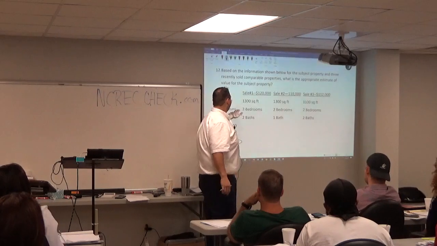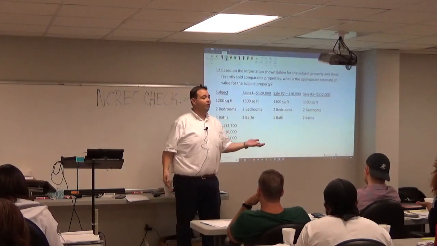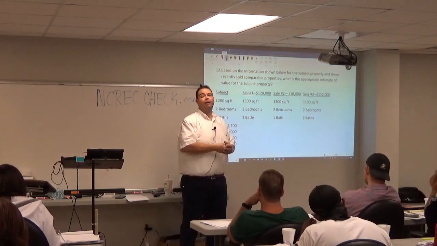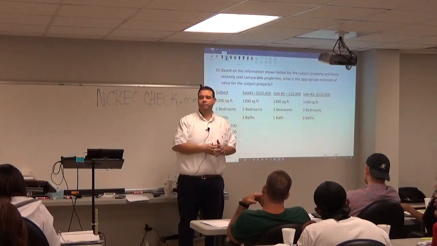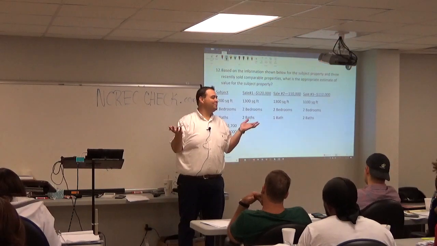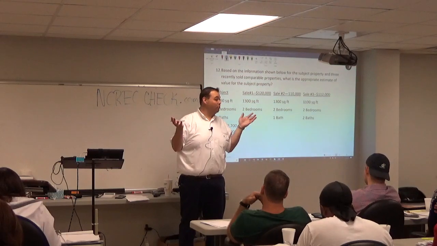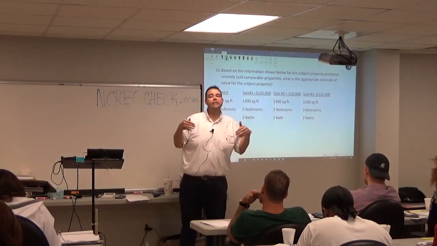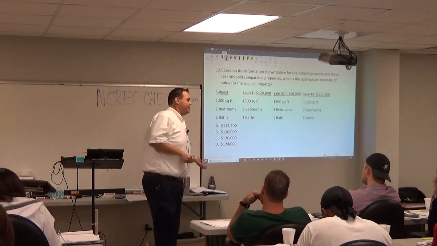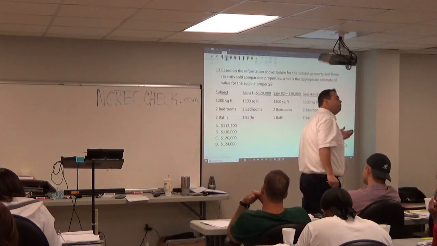So let's do it. Comp number 1, the subject is 1,200 square feet. The comp is how big? 1,300. So which way do we need to adjust? Down. We need to adjust down. How much is a square foot worth? $40. Now, yeah, that's all right. I appreciate it. We don't know. Do you notice that? They didn't give us the adjustment. They didn't tell us what a square foot is worth.